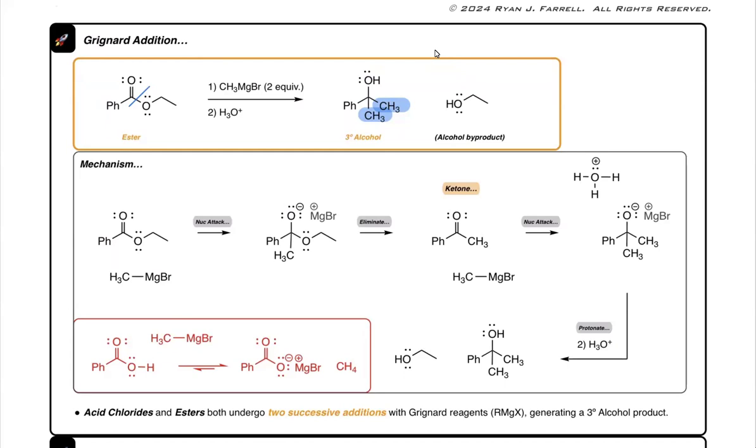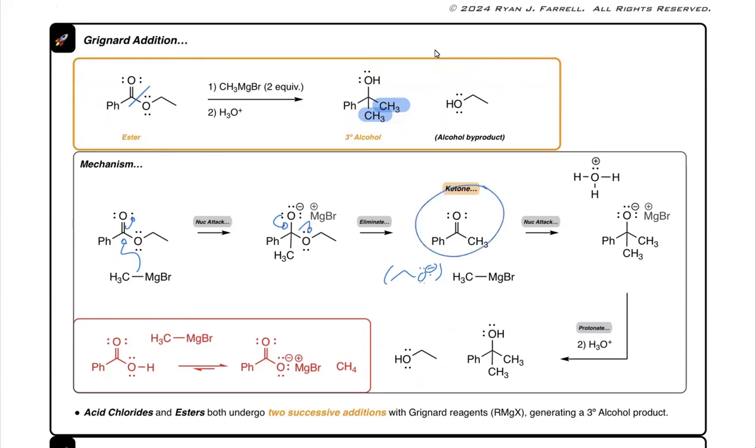Now, mechanistically, the Grignard is very nucleophilic. That's going to attack right away, breaking the pi bond. In the first tetrahedral structure, there's only one leaving group, and that would be the OR minus leaving group of our ester. So we attack, collapse, kicking out that OR minus leaving group. In the workup step, that will eventually become the alcohol byproduct.